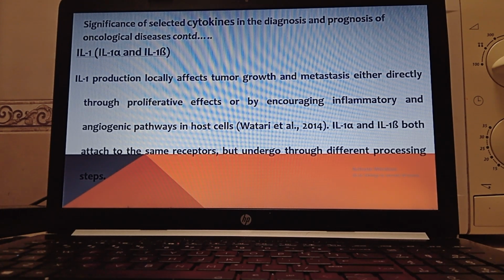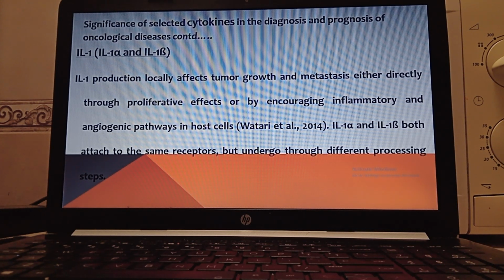Now, a little bit of the difference between the two subtypes. Interleukin-1 alpha is active in its precursor form, while interleukin-1 beta is active in its mature form. That's one of the differences between the two of them. But they both bind to the same receptor and they both promote tumor growth and metastasis.